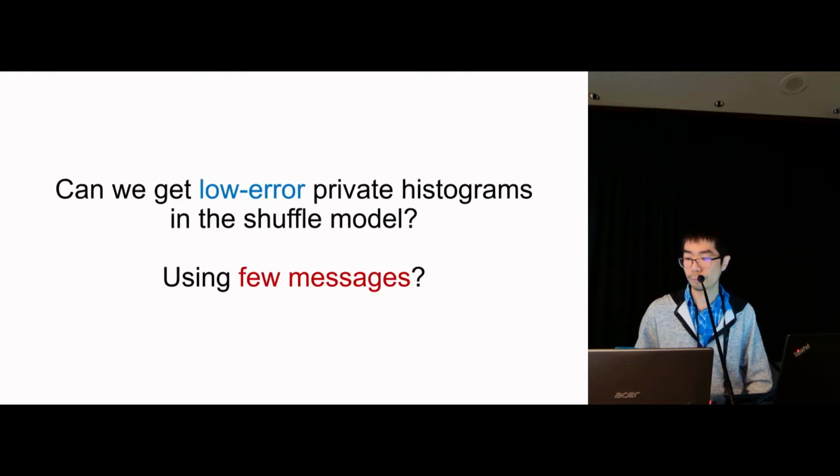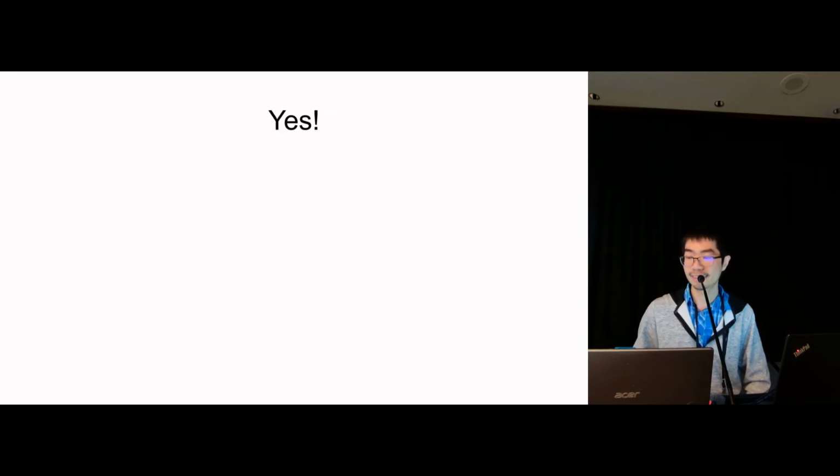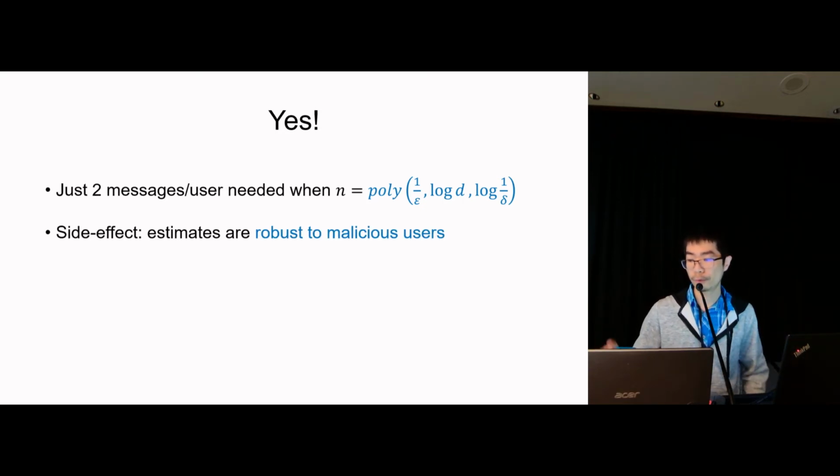All right, so the question we'll explore is, can we get low error private histograms in this new model? And can we do so using a few messages per user? Just to clarify, by low error, I mean polynomial in 1 over the privacy parameter and log terms. All right, so the answer is yes. We demand only 2 messages per user when n is sufficiently large. And a side effect is that the estimates are robust to malicious users who want to bias the computation.